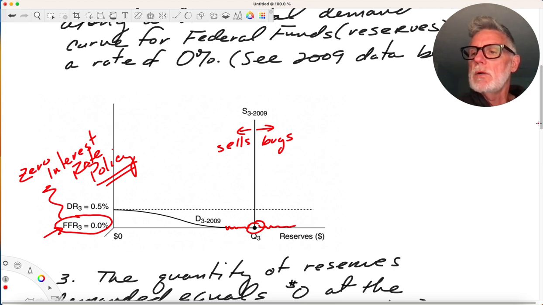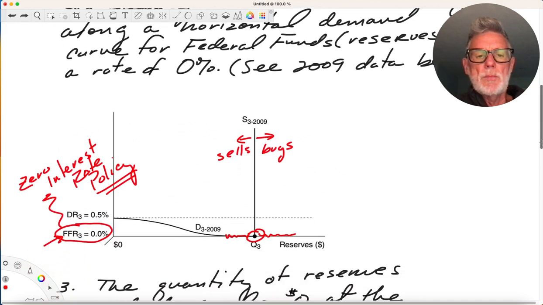Okay, let's keep going here. I don't want to spend too much time on this. I just want to review these concepts with you. And of course, you can always go back and look at them.